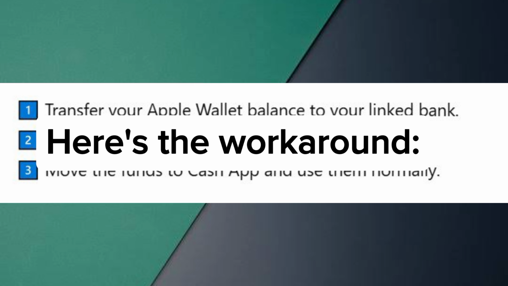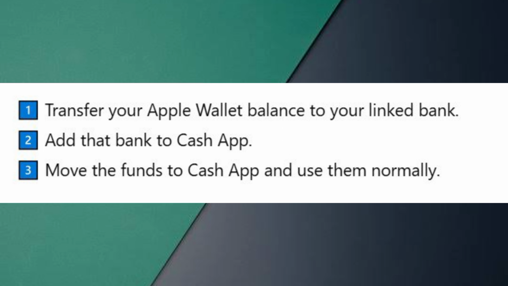But here's the workaround. Transfer your Apple Wallet balance to your linked bank account first. Once the money is in your bank account, simply add that same bank to Cash App. From there, you can move your funds into Cash App and use them as you normally would. And that's it. That's how to transfer money from Apple Wallet to Cash App using a simple bank transfer workaround.